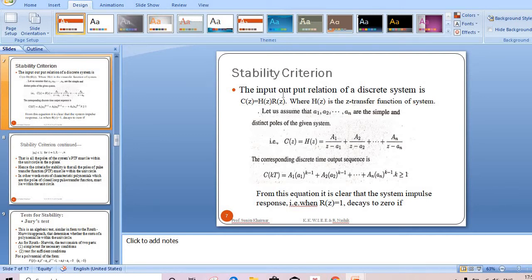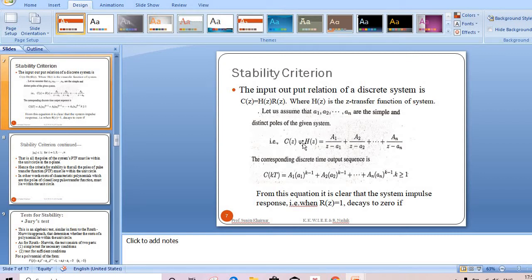Stability criteria. The input-output relation of a discrete system is C of Z is equal to H of Z times R of Z, where H of Z is the Z transfer function of the system. Let us assume that A1, A2 up to An are the simple and distinct poles of the given system.